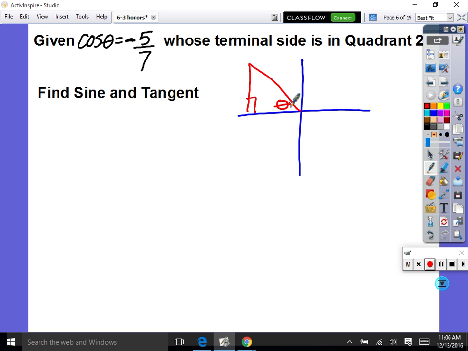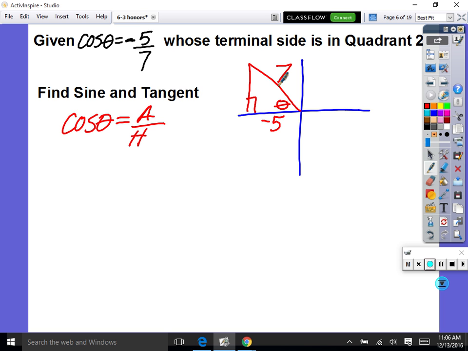Okay, so now cosine of theta is adjacent over hypotenuse, correct? So from theta, the adjacent side is negative 5. Now, why did you choose the negative to be at the 5, not the 7? Because isn't that in the negative x direction? Positive, so adjacent over hypotenuse, and so our hypotenuse is 7.